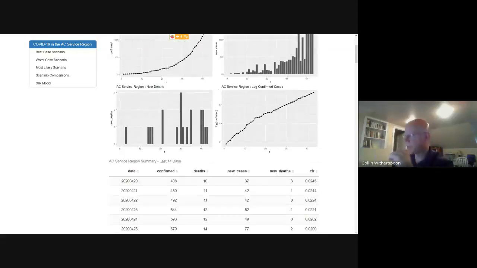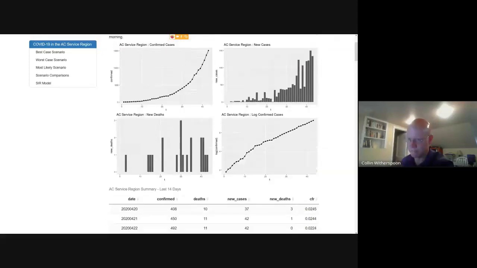Here are new deaths, and this is how you can tell. This is the natural log of confirmed cases. When the natural log of something basically lines up on a line, you know it's exponential, because that's what taking the logarithm of an exponential gives you. It gives you a line.